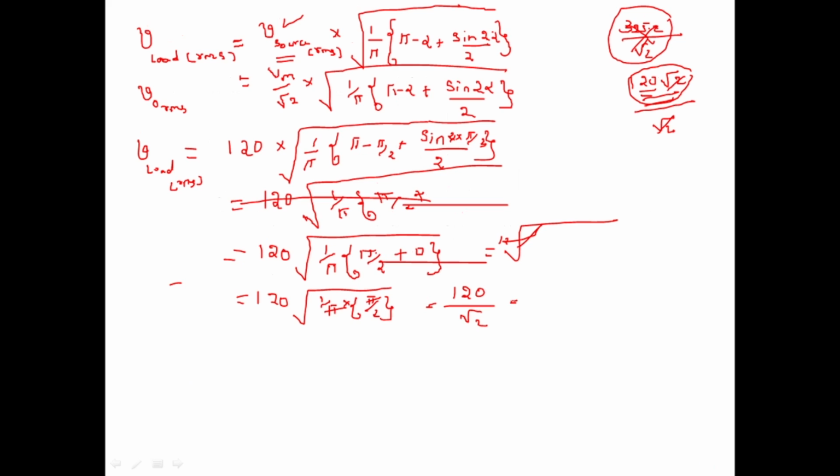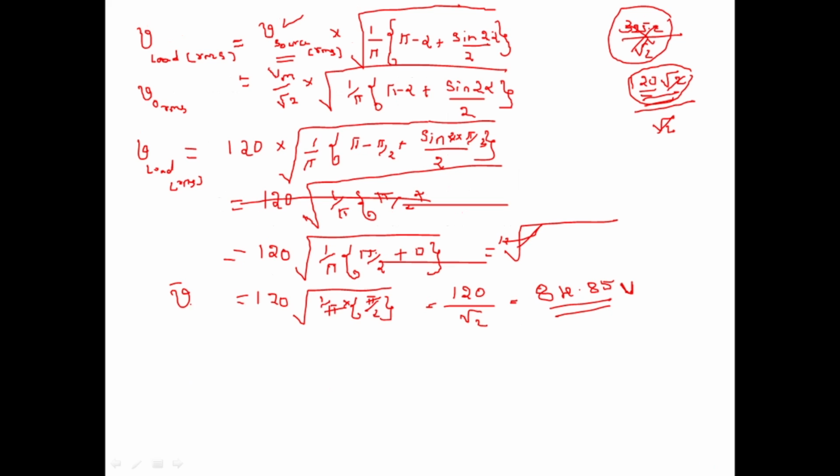So can you tell me what is the answer? What is the value you got for this problem? 84.85. 84.85 we got. What is that? Volt, capital letter V. So this is output RMS voltage or load RMS voltage.